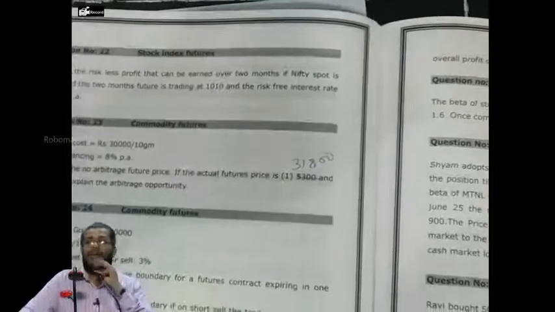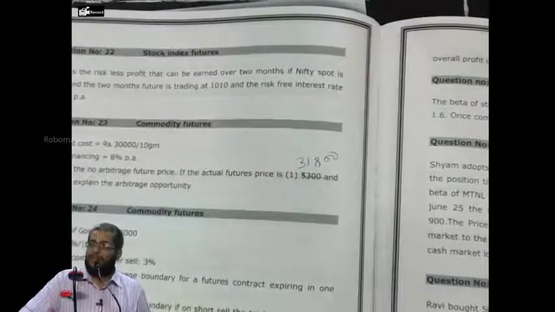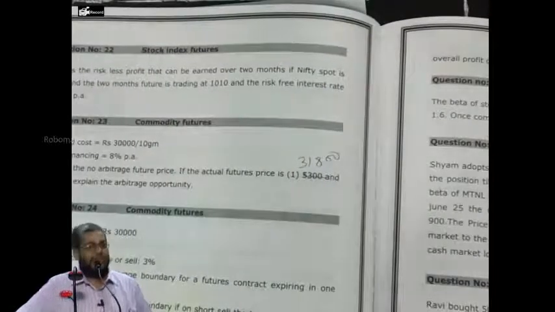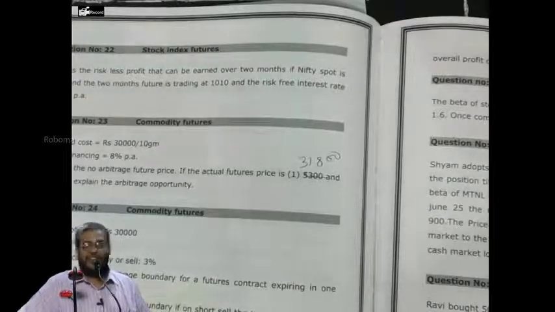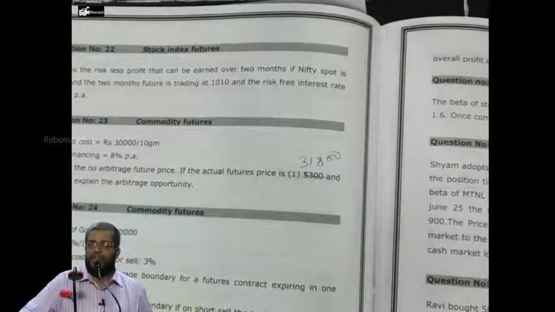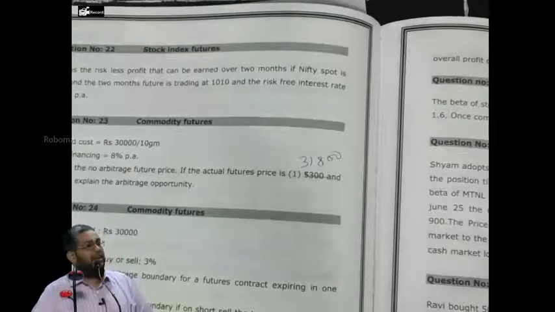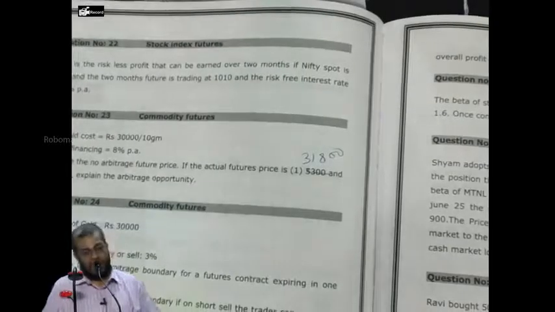Now, tell me what all the steps we followed. First we find out what? Fair futures price, and then compare with the actual futures price, and then decide on the arbitrage strategy to find out the arbitrage profit. Am I right or not? Now, can I start doing it together? Right on first.